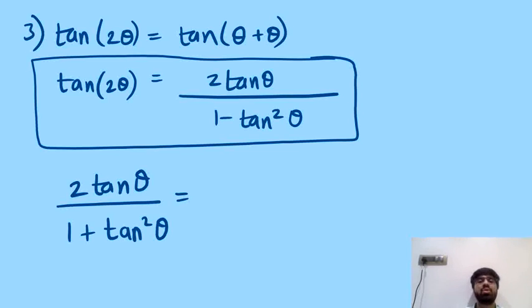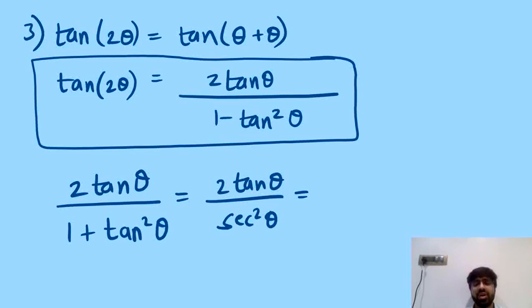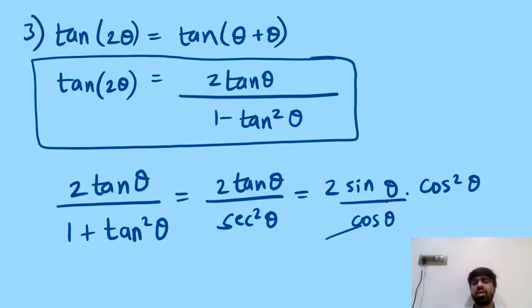So 2 tan theta upon 1 plus tan square theta. 1 plus tan square theta is sec square theta. And 1 upon sec square theta can be written in the numerator as cos square theta. So we have 2 tan theta into cos square theta. And tan theta we will also write as sin theta upon cos theta. Cos theta and cos square theta get cancelled. So we are left with 2 sin theta cos theta.